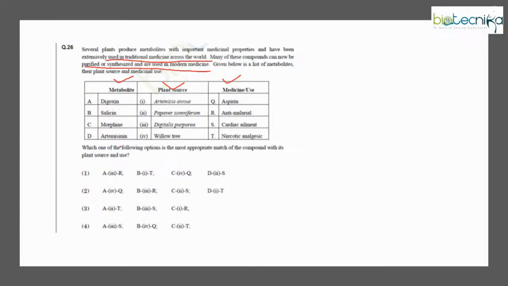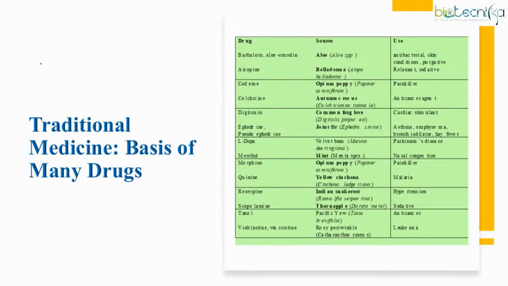Digoxin, salicin, morphine, artemisinin. What should be the correct answer? Can I expect any answers other than Nagashri? Anyone else? So the correct answer, as you mentioned, is correct, Nagashri. It is option 4. So here is a table for you where the drugs' names are given, what are their sources and what are their uses.